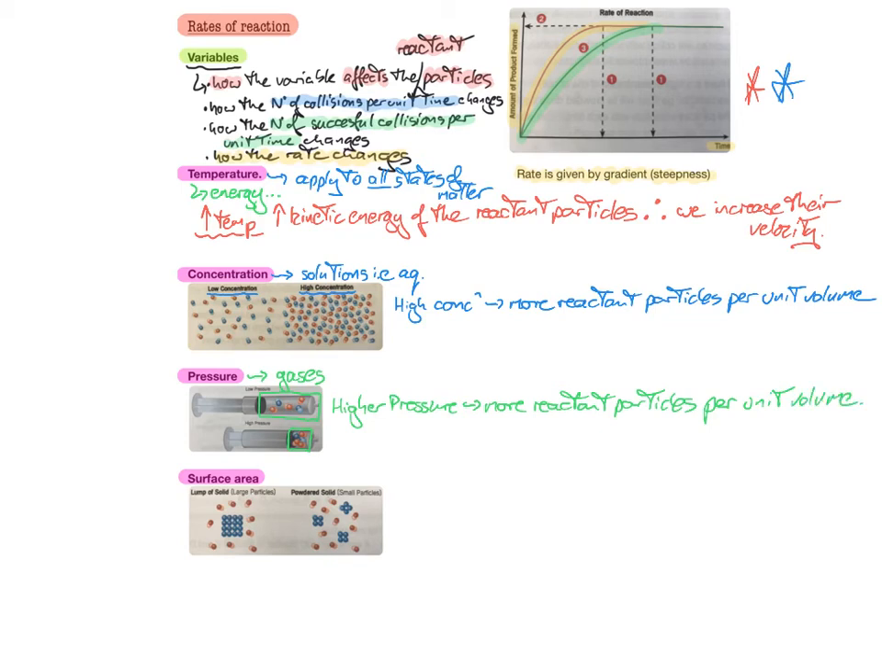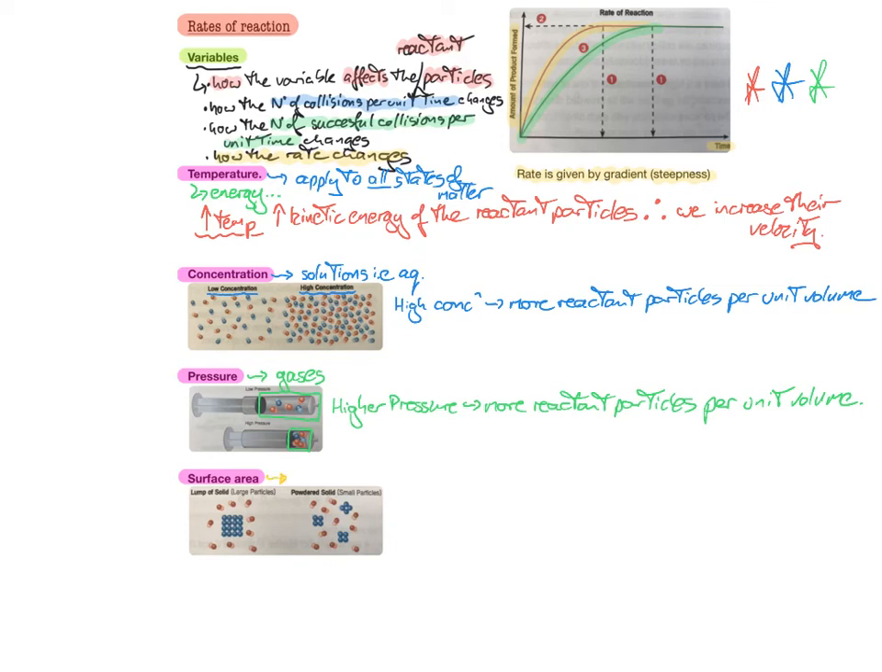And then the rest of the argument should sound familiar to you. If we have more reactant particles per unit volume, we're going to have more collisions per unit time, we're going to have more successful collisions per unit time, and we're going to have a higher rate. So again, if we look up at the diagram at the top, the purple line overlaid with yellow is going to represent the rate of reaction at a higher pressure, because we have a higher initial rate, we have a steeper initial gradient. Last one then, surface area.